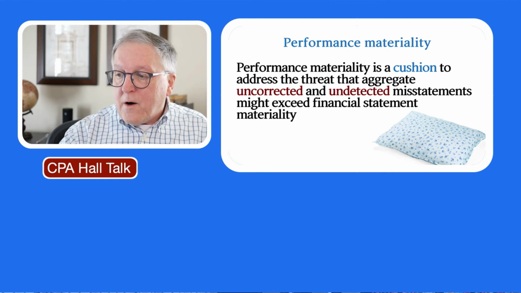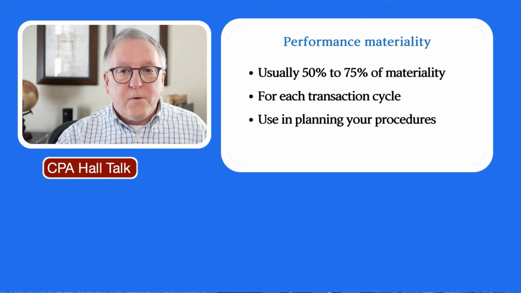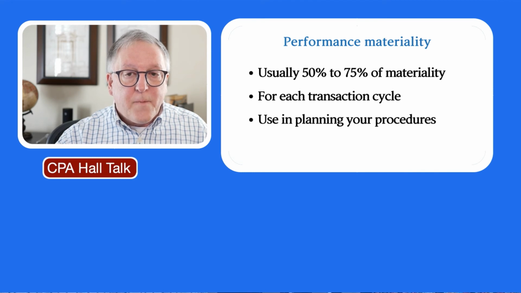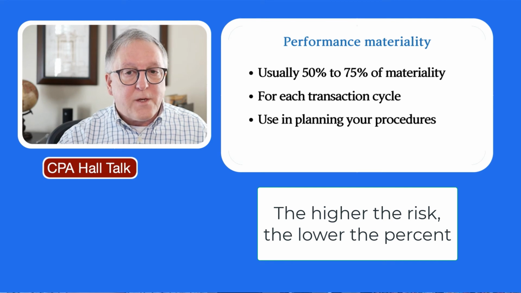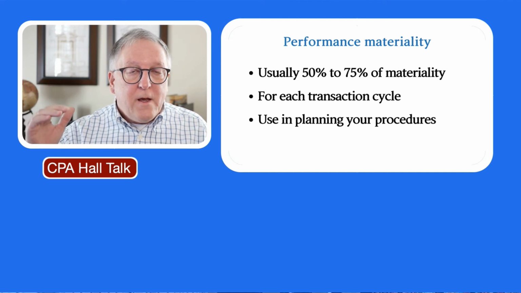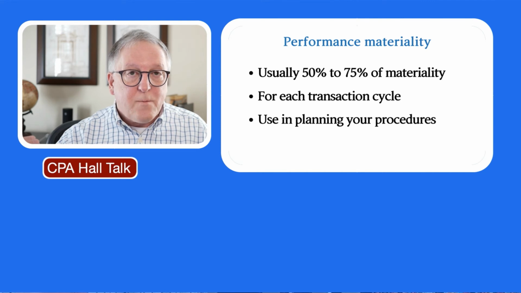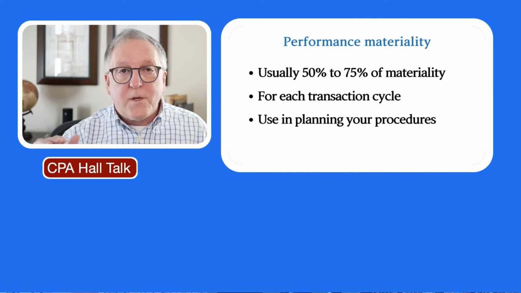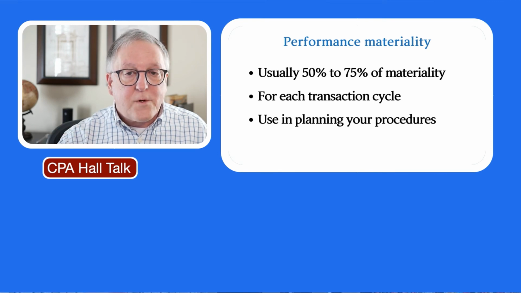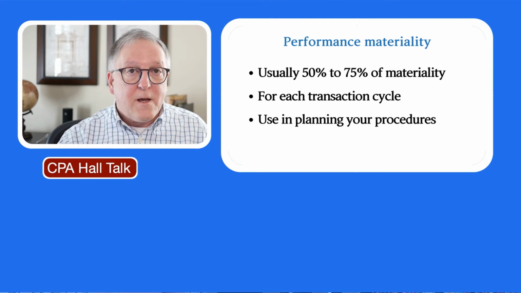So as you plan your audits, you're going to use a performance materiality factor, and most auditors will use 50 to 75% of materiality. Again, the higher the risk, the lower the percent, just like when we talked about applying the percent to the benchmark earlier. In this situation, let's say you're looking at the company and it has a lot of risk and material misstatements. Well, then you're going to bring your performance materiality down below 75%. You might bring it all the way down to 50% for an entity that has high levels of the risk of material misstatement. And we're doing this for each transaction cycle and each account balance.